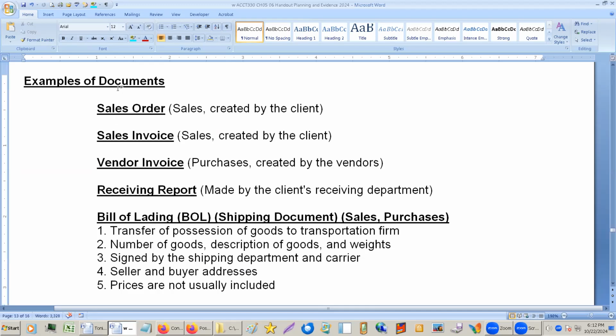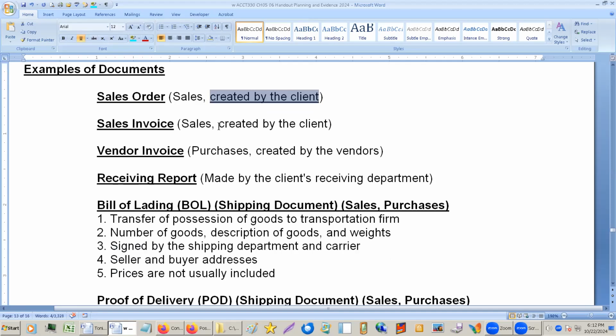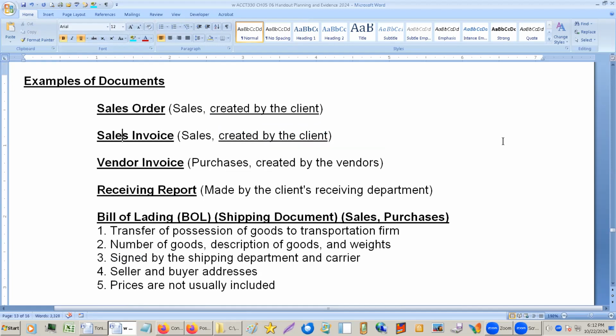Okay, so examples of documents. Sales order, that's created by the client. Sales invoice, this is also created by the client. By the way, why would these two be different? Why is a sales order maybe different than the sales invoice?